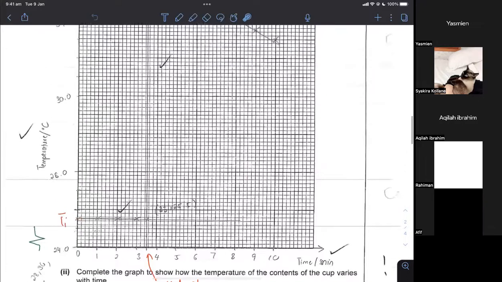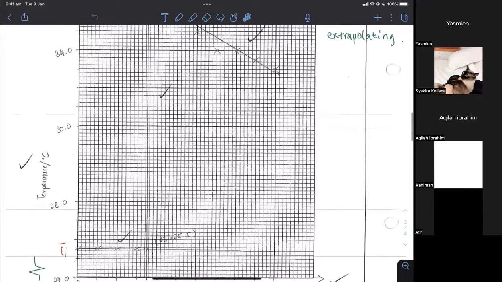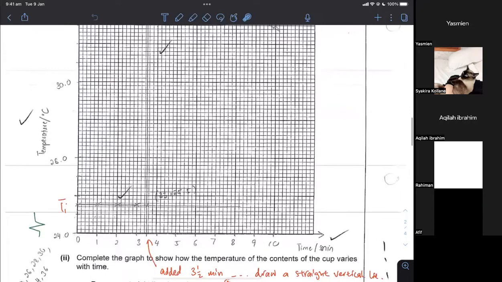Initial temperature, final temperature. Do not read this as delta T. This is a temperature. This is a temperature. Delta T is the change in temperature. Graph, make sure you have labels and units. Labels and units. If you are not starting from 0, I'm sure, does everyone know what this symbol means? Who hasn't seen this before? Who has never seen this before? Anyone? Everyone has seen this before?